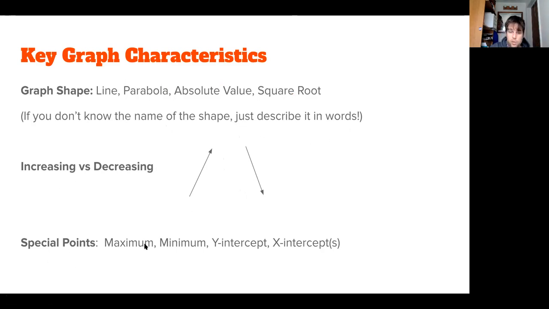And then we have our special points. We have the maximum, the minimum, the y-intercept, the x-intercept. Some graphs may not have some of these points. They may have all of them. It just sort of depends, okay?